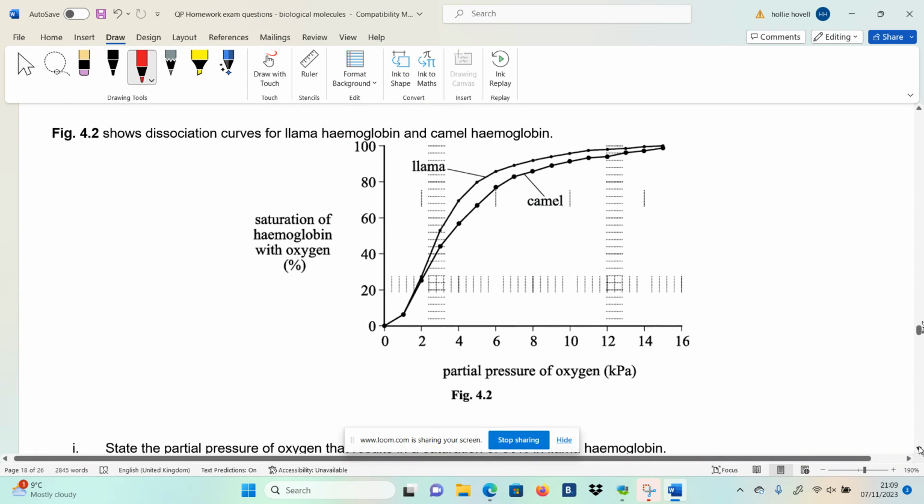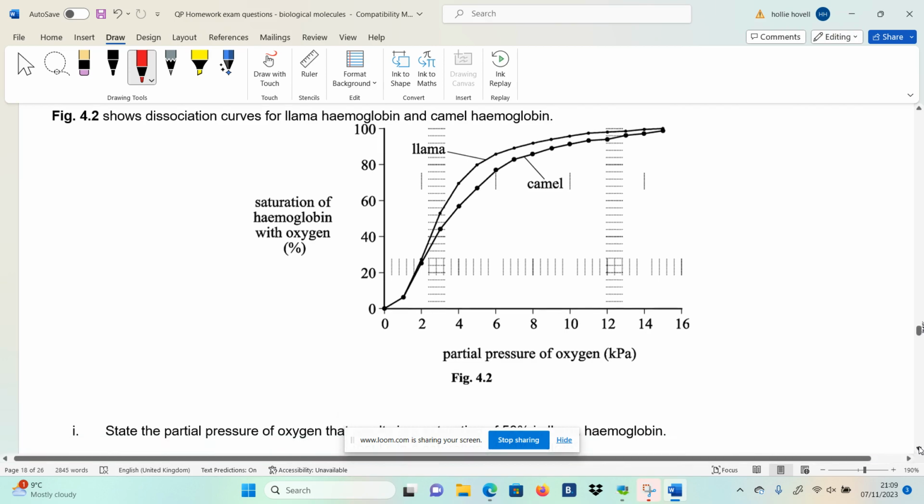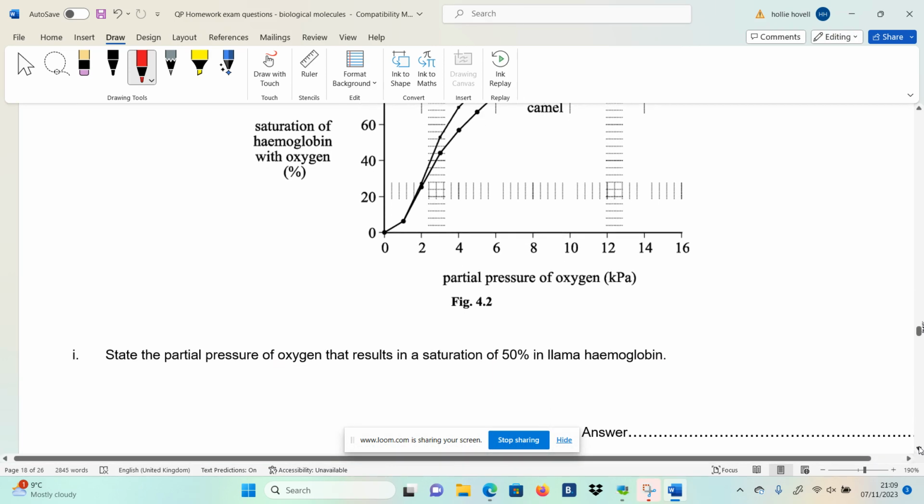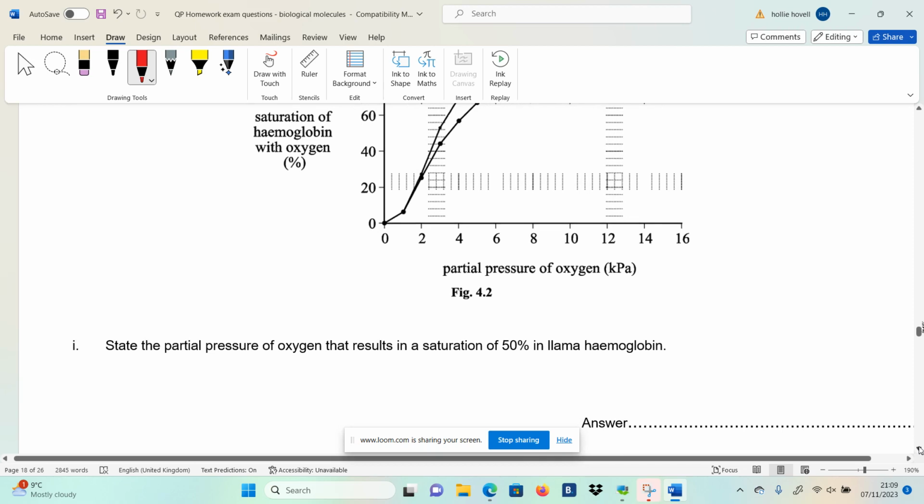4.2 shows a dissociation curve for llama hemoglobin and camel hemoglobin. Okay, so here we've got something called a dissociation curve. Now, we haven't come across this yet in our course, but we can work with it and just work through the question, and then it will be more familiar when you get to that bit of the course. So it says, state the partial pressure of oxygen that results in 50% saturation of llama hemoglobin.